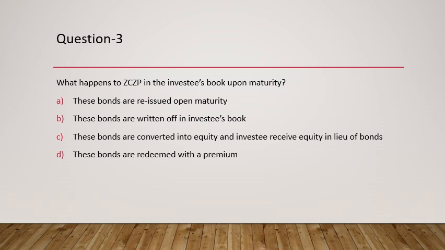These bonds are reissued upon maturity, so it's like you again have a reissuance. These bonds are written off in the investee's book, which is the second option. These bonds are converted into equity and the investee receives equity in lieu of bond. And these bonds are redeemed with a premium. Since it is a zero coupon zero principal security, the answer obviously will be B, because you are not going to get anything out of this. You are funding a project, giving money for certain very well defined objectives which will be achieved, and you are not going to get any monetary return out of this.